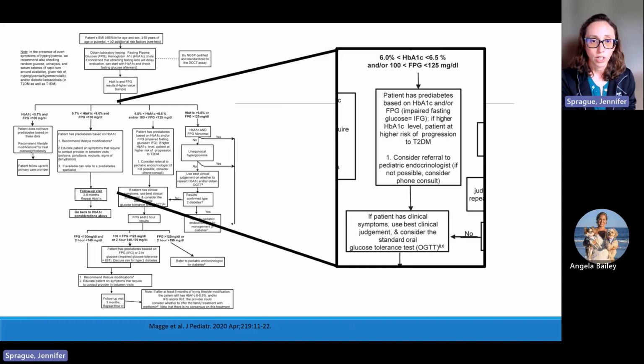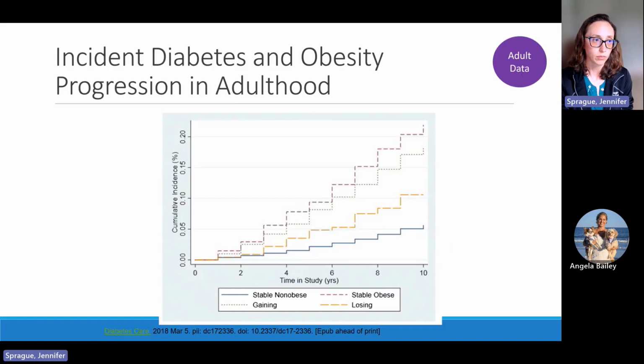In those who have the higher risk, so the A1C 6.0 to 6.4 or impaired fasting glucose, they do recommend that you consider a glucose tolerance test. Some patients will meet criteria for diabetes based on that testing. Still, lifestyle and symptom counseling should be done, but they recommend screening be done every 3 months. Any child who gets diagnosed with diabetes should be referred to a pediatric endocrinologist.